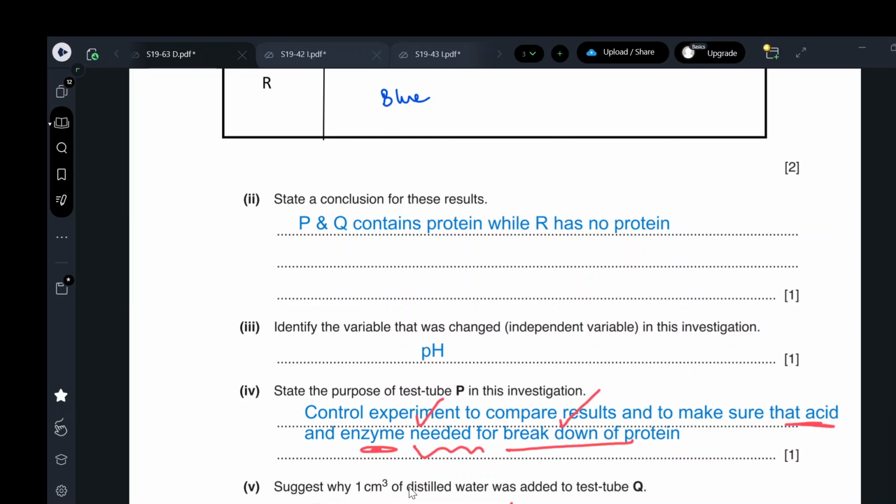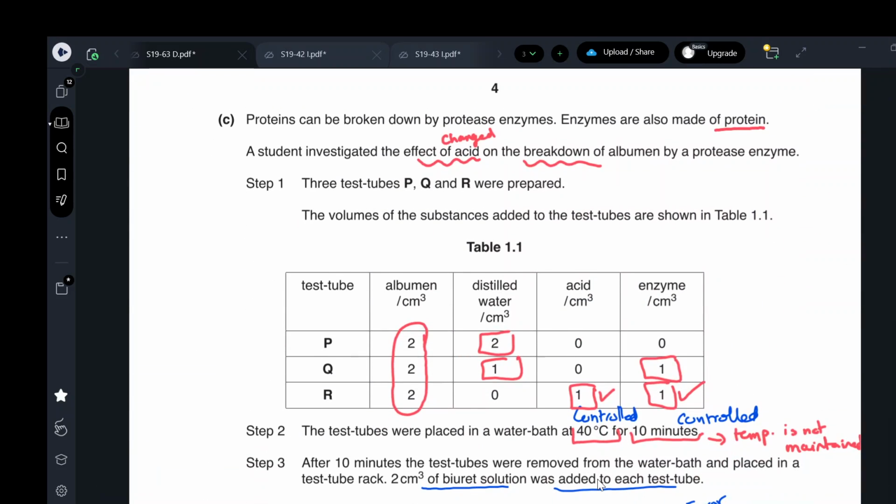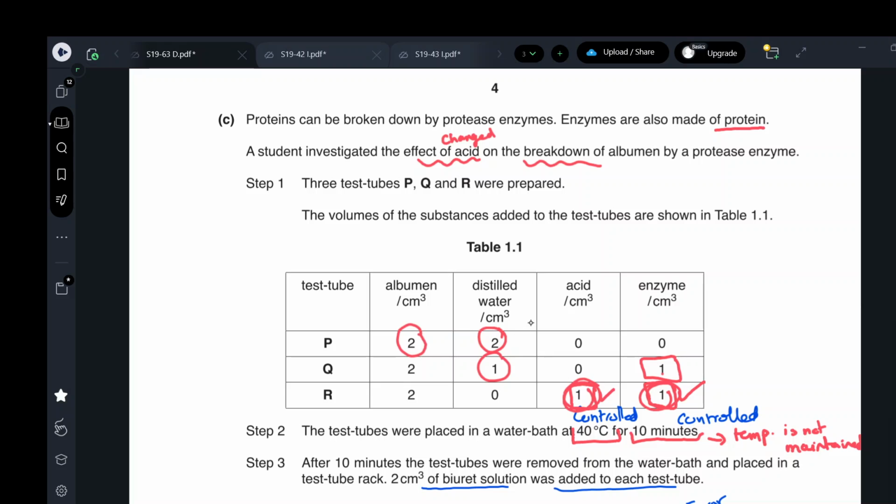Suggest why 1 cubic centimeter of distilled water was added to test tube Q. Why did he add 1 cubic centimeter to test tube Q? In the first test tube, he put 2 albumin and 2 water. In the third test tube, he put 1 acid and 1 enzyme. Why in the second test tube did he put 1 enzyme and 1 water? Why didn't he just put this and leave this empty, 0, 0?